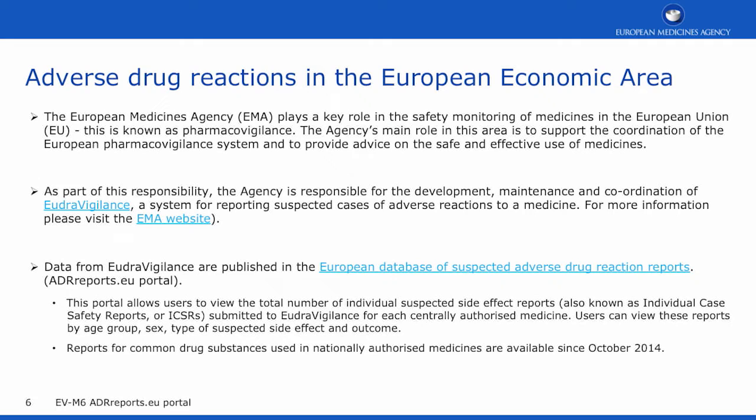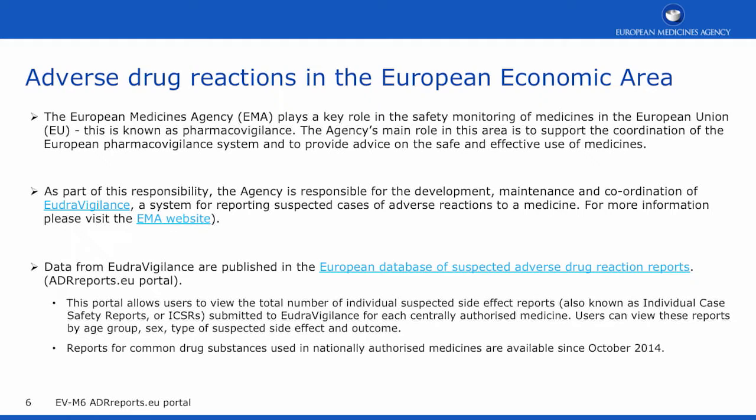The European Medicines Agency plays a key role in the safety monitoring of medicines in the European Union. This is known as pharmacovigilance. The agency's main role in this area is to support the coordination of the European pharmacovigilance system and to provide advice on the safe and effective use of medicines. As part of this responsibility, the agency is responsible for the development, maintenance, and coordination of EV-Vigilance, a system for reporting suspected cases of adverse reactions to a medicine. For more information, please visit the EMA website.